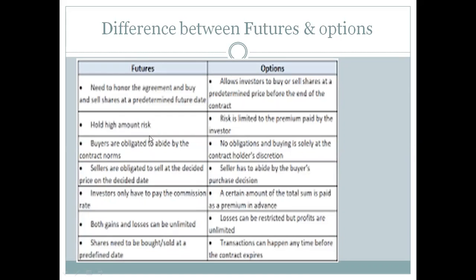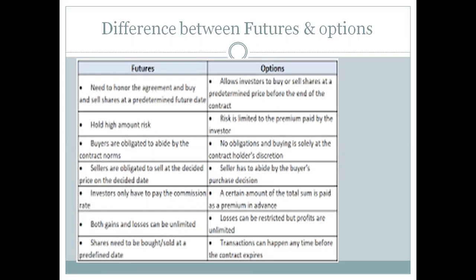The difference between futures and options. Futures need to be honored. The agreement is to buy and sell shares at a predetermined future date. Options allow the investors to buy or sell shares at a predetermined price before the end of the contract. Futures hold a high amount of risk. Options hold risk limited to the premium paid by the investors.